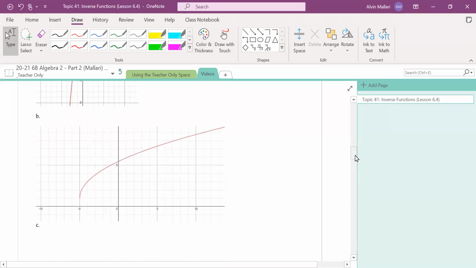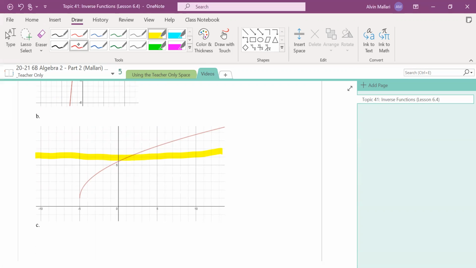How about this one? Let's have a horizontal line and test whether it is a function or not. See how when we place a horizontal line anywhere in the graph, it's not going to hit 2 points. So we may say that this is a function.